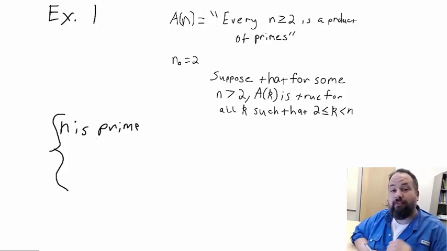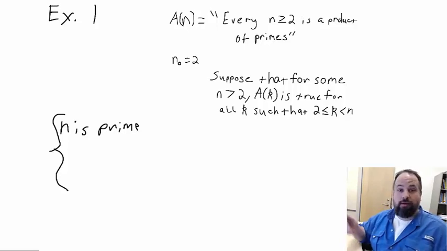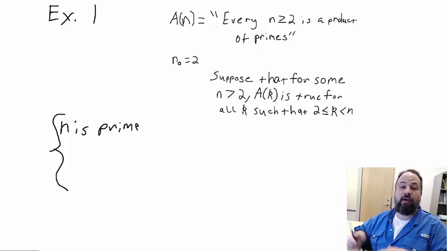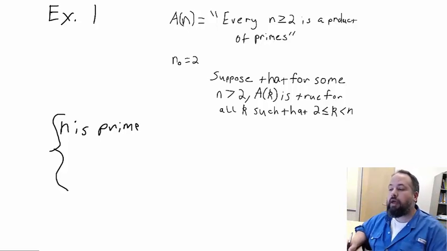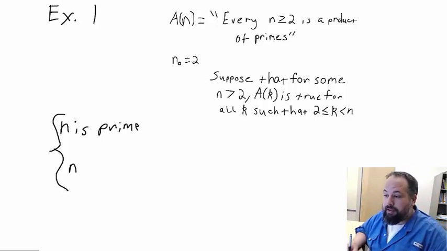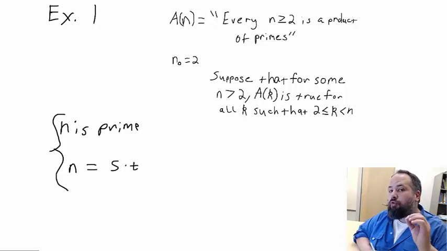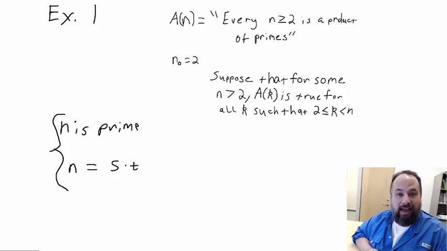Right? If n is prime, then it's true, right? Because n is a product of n times 1. If n is not prime, then n is the product of two numbers s times t. And I don't know what those numbers are, but I do know that they're less than n.